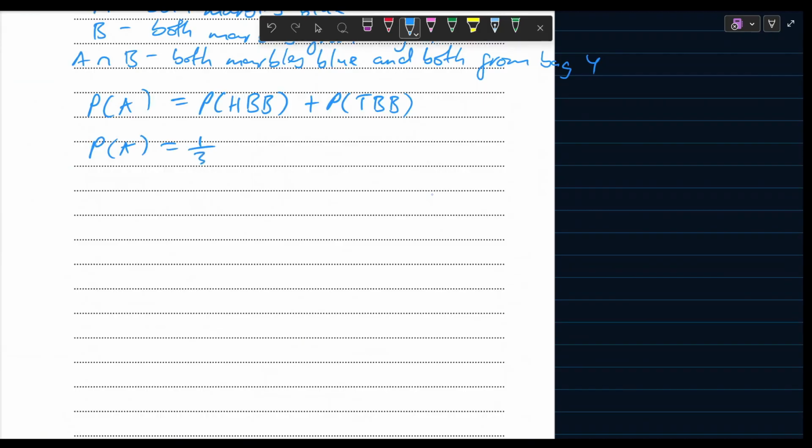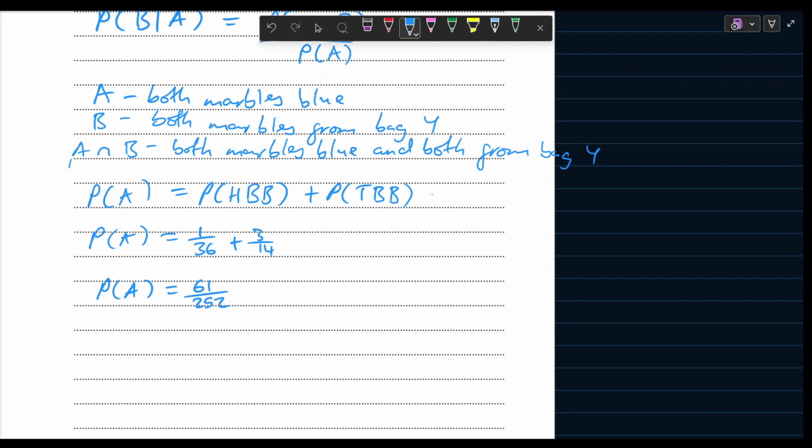So the probability of A is equal to, let's punch this into the calculator, 1 over 36 plus 3 over 14. So that gives us 61 over 252. And now we want to find the probability of our intersection. So the probability of A intersection B, this is both marbles blue and both from bag Y.